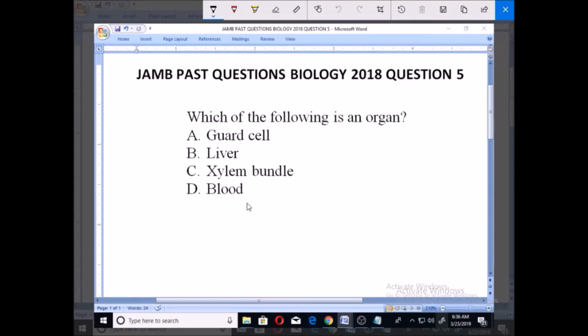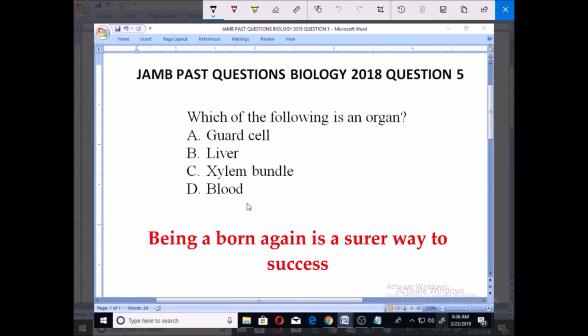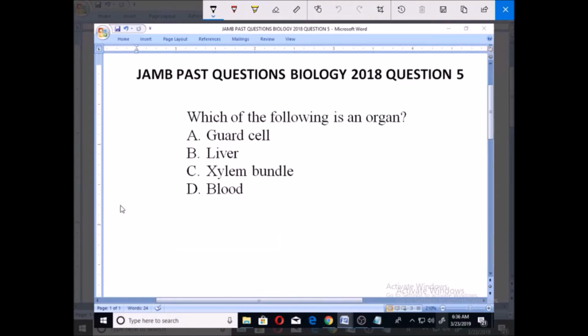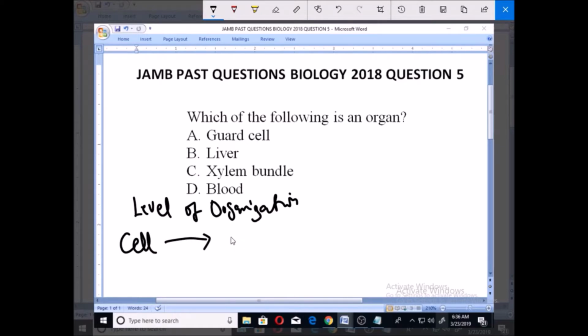Now, in order for us to be able to appreciate this question very well, we need to know the various levels of specialization or various levels of organization of the cell or organisms. Levels of organization, and in these levels of organization we have the smallest is the cell, and when you have a group of cells coming together, they form what we call tissue. And if you have a group of tissue performing the same function coming together, they form what we call organ.